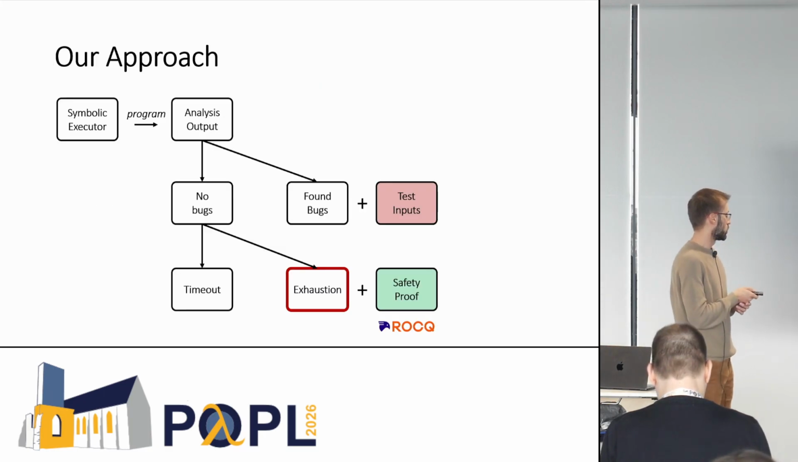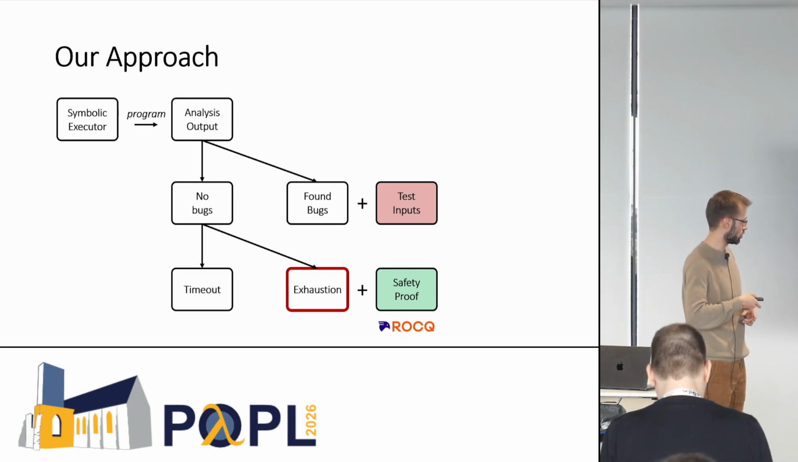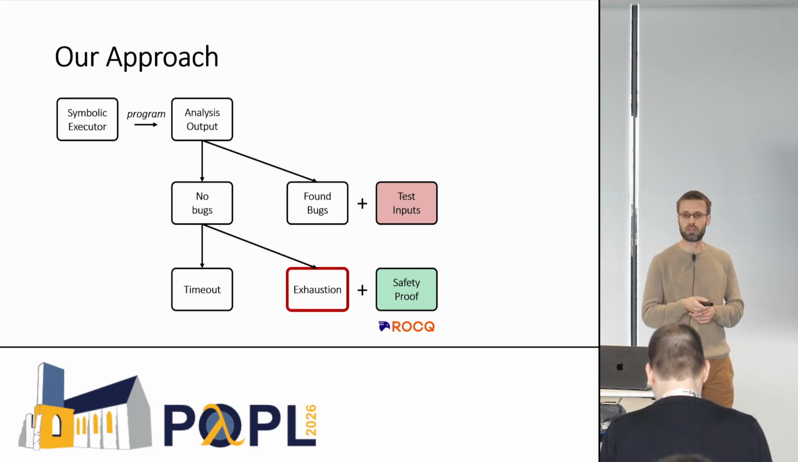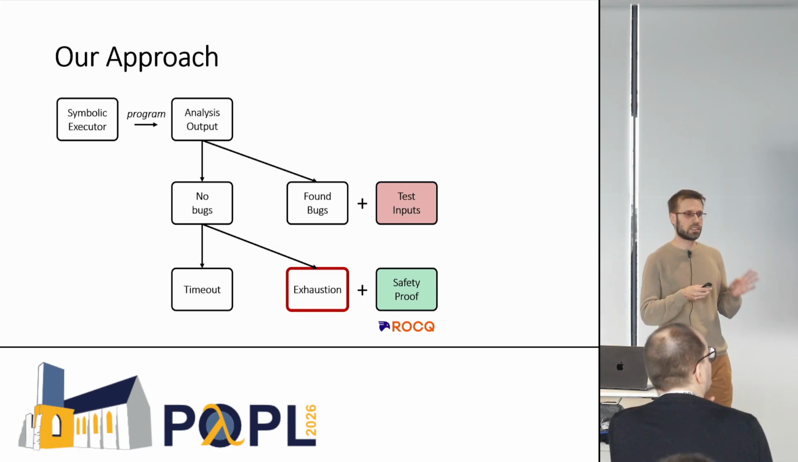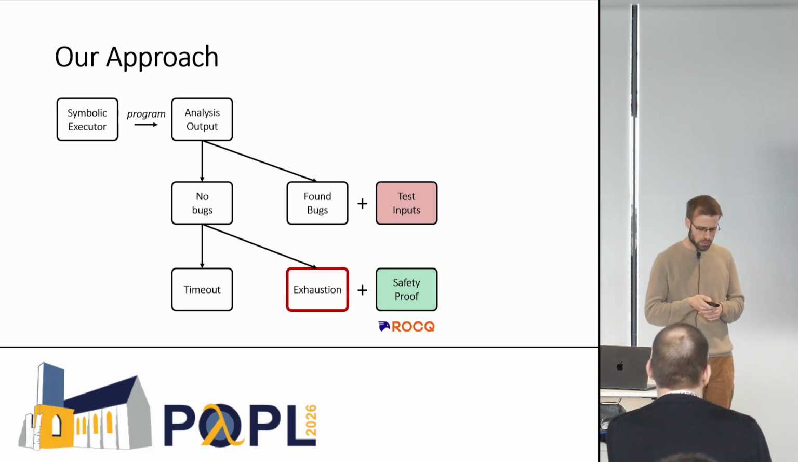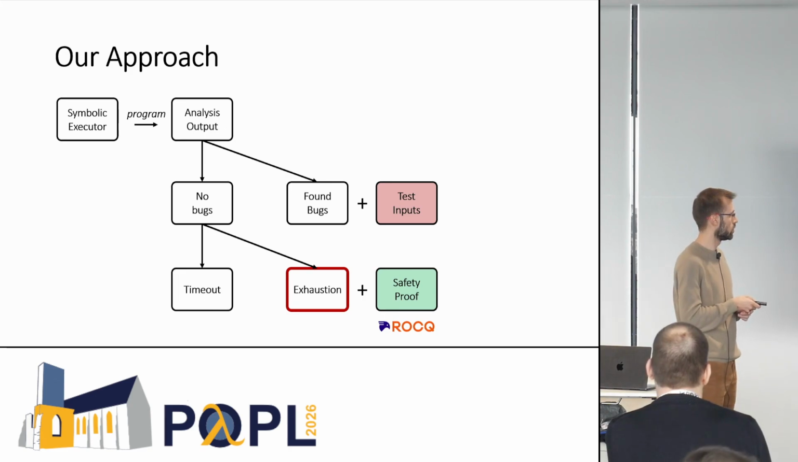So now the scheme looks like this. When we have an exhaustive analysis, which means that we finish exploring the paths and there are no bugs, then we additionally produce a safety proof. In this work, the proof is written in Rocq, and then we can take the proof and validate it using the type checker of Rocq. So in this case, the TCB will contain, of course, Rocq and also the SMT solver.